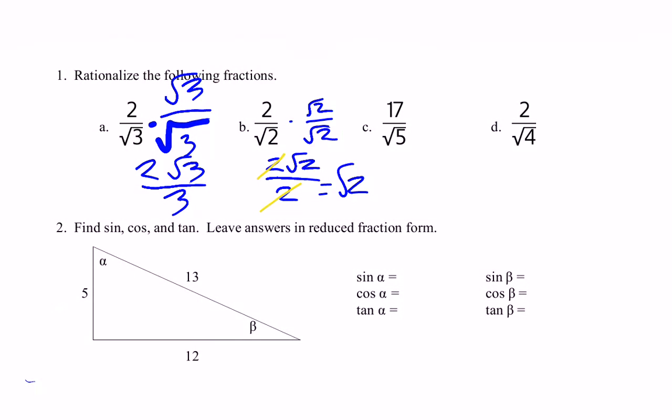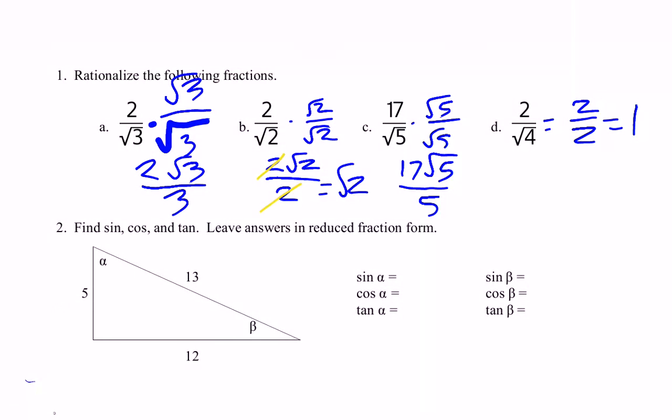Next one, I have the square root of 5 in the denominator. So I need to multiply by square root of 5 over the square root of 5. So that gives me 17 square root of 5 over 5. And there's nothing I can do to simplify that, so that's the end. Oh, look at the end. I have square root of 4. What is the square root of 4? It's just 2, right? So this will simplify to 2 over 2, which is just 1.